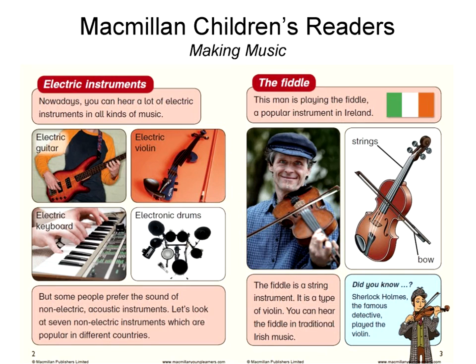All of these Macmillan Children's Readers from level 3 onwards have a fact and a fiction section. On this page you can see they're talking about electric instruments, about instruments around the world. But then in the second half of the book, there's also a story. The main purpose of a series like this is exposing children to a volume of reading, getting them to just sit down and read for no particular purpose. I think that's a key phrase: reading for no particular purpose.